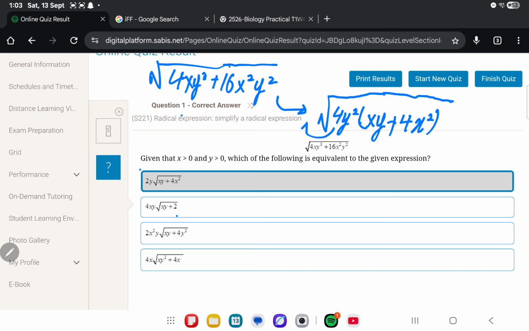Now take 4y squared out. That will go out as 2y, because it's going to be radical 4 times radical y squared when it goes outside. 2y into the radical of xy plus 4x squared. Done. Okay, next question.